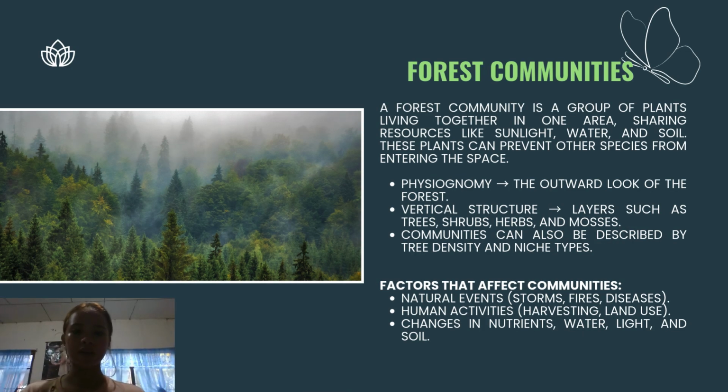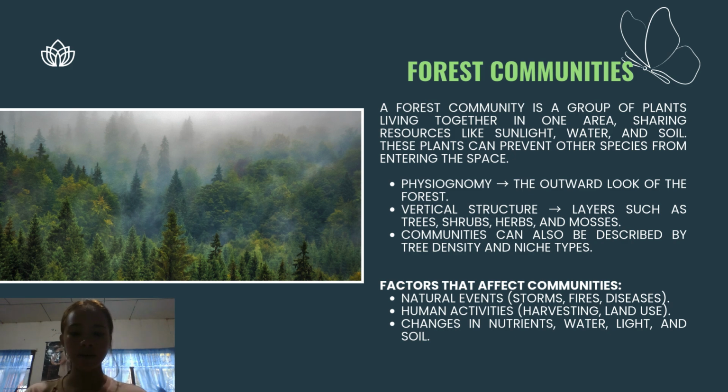Forest communities. A forest community is a group of plants living together in one area, sharing resources like sunlight, water, and soil. These plants can prevent other species from entering the space. So, think of a forest community like a neighborhood of plants. In this neighborhood, trees, shrubs, grasses, and mosses all live together, sharing the same sunlight, water, and soil. Because they use up these resources, they sometimes prevent other plants from moving in.